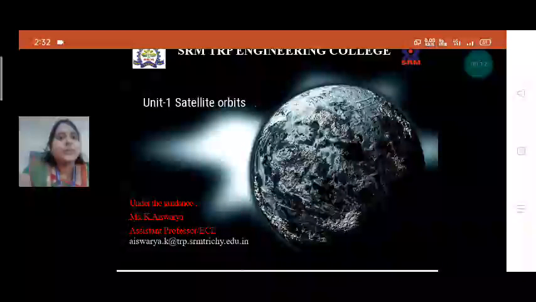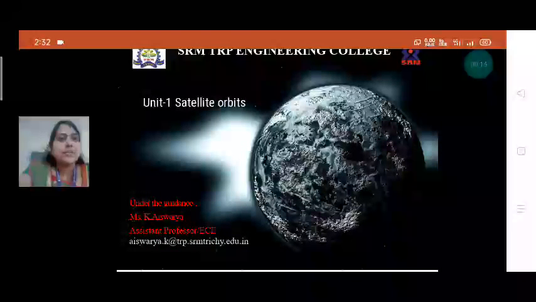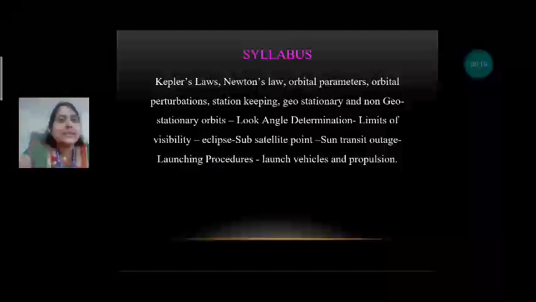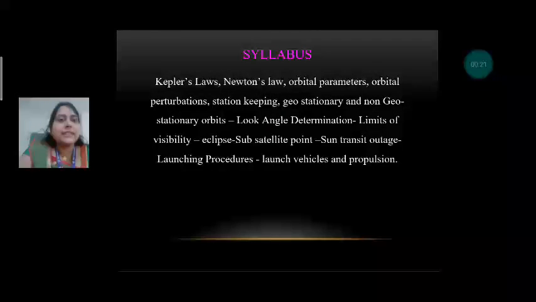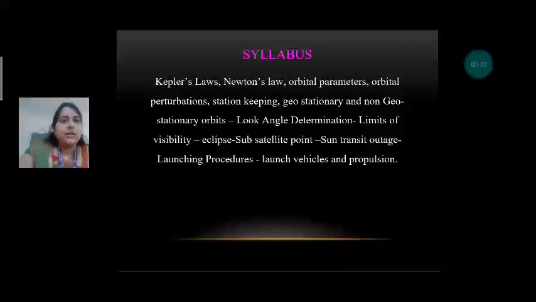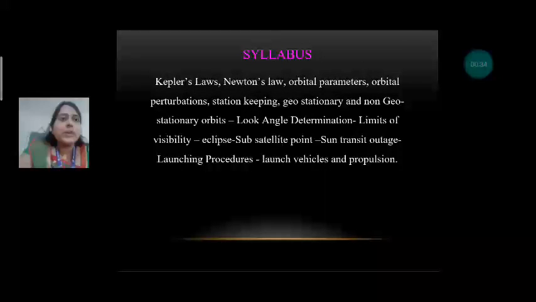So here we go with Unit 1, which is the satellite orbits. In the syllabus of satellite orbits, we have various Keplerian laws that deal with satellite communication and the other Newton postulates as well. Orbital parameters, orbital perturbations and all those topics which keep satellite communication efficient. Here we are going to see the various station keeping maneuvers for keeping satellites in their perfect orbit, in their perfect plane, that is the latitude and longitude.